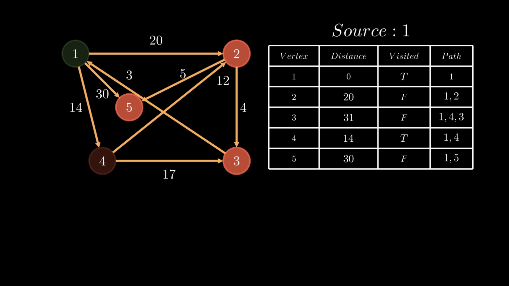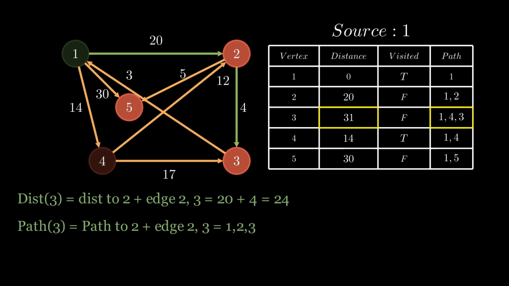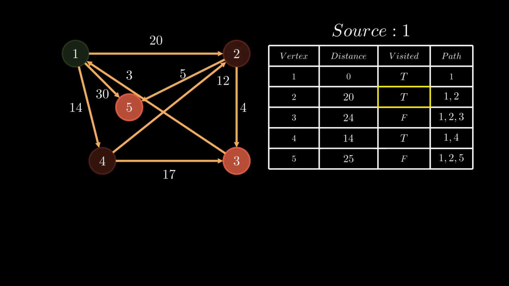The next unvisited vertex with the shortest distance is 2. The new distance to 3 becomes 24. This is less than 31, so we update. The new distance to 5 becomes 25. This is less than the current distance 30, so we update it. We are finished with vertex 2, so we can set it to true.